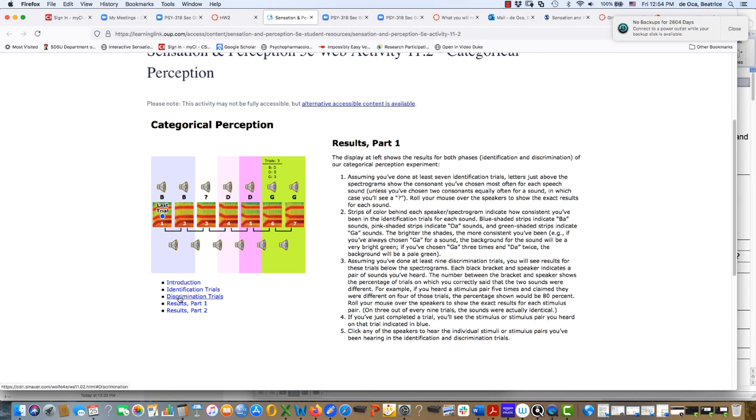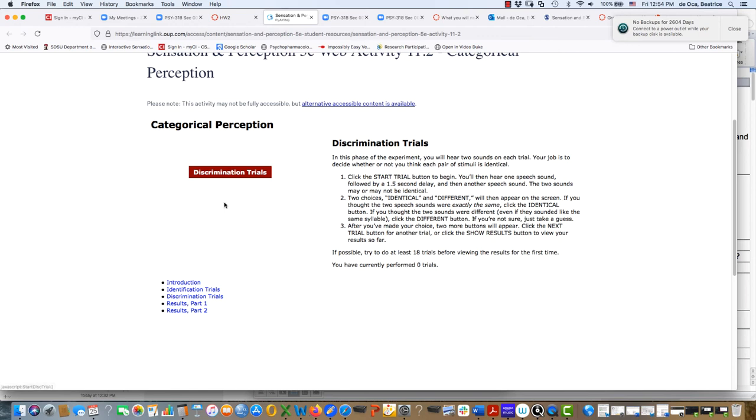The next part we're going to do is the discrimination trials. Here's where we're going to actually have to try and determine if the 2 sounds are the same or different. So instead of just classifying them as ba, da, or ga, B, D, or G, we're going to see if they sound any different. Da. Da. So it played 2 sounds, and to me they sounded a little different, so I'm going to click on different. Ga. Ga. They sounded different. And again, we're asking you to do 18 trials.